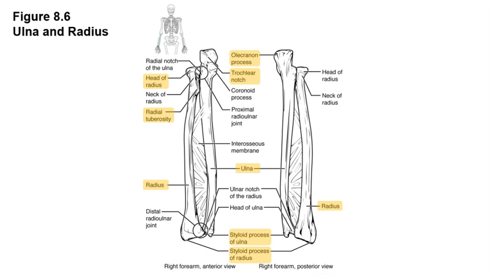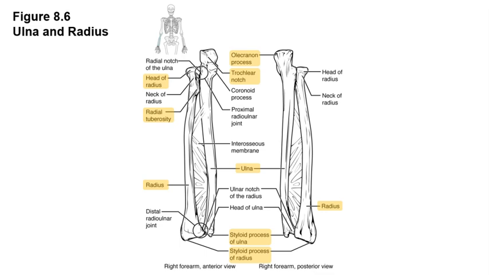Towards the proximal end of the radius, we see the head of the radius, which articulates with the capitulum of the humerus and forms part of the elbow joint. We also see the radial tuberosity, which is a short distance away. At its distal end, the styloid process of the radius functions to bind ligaments that support the lateral wrist.